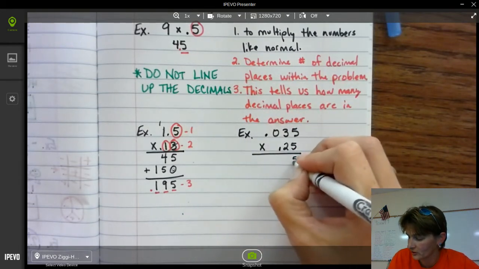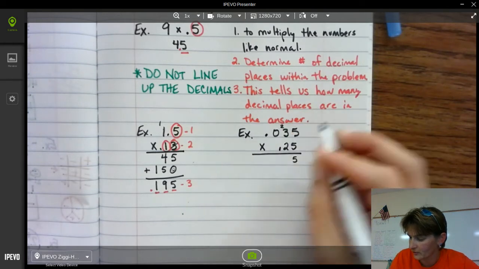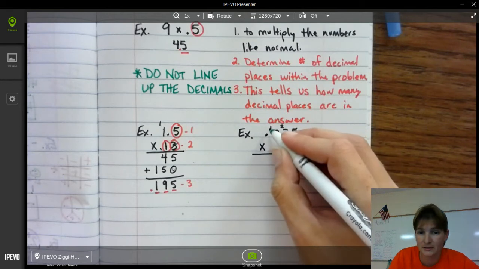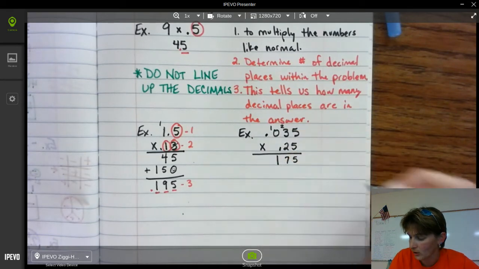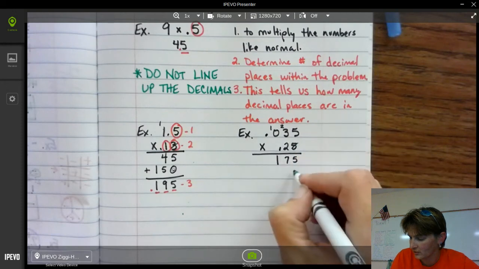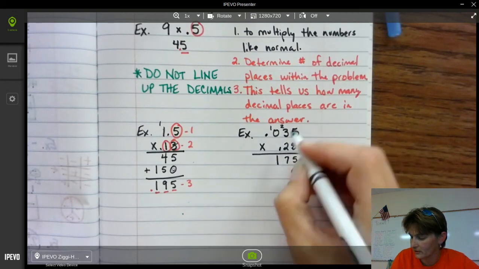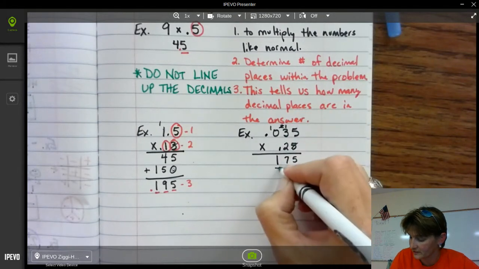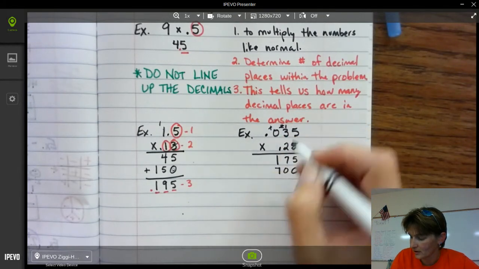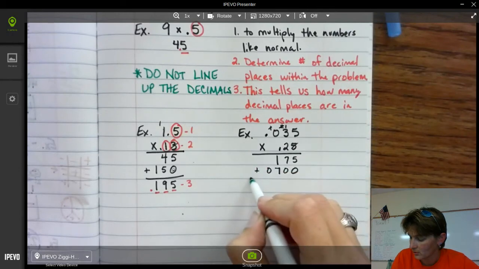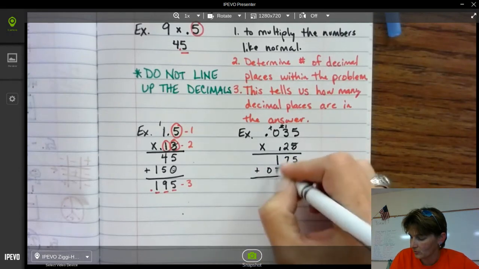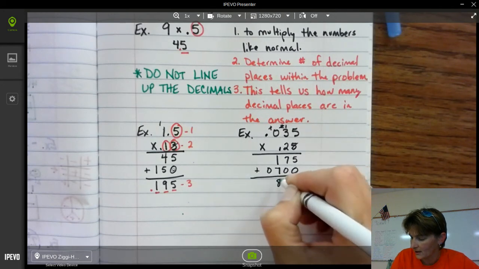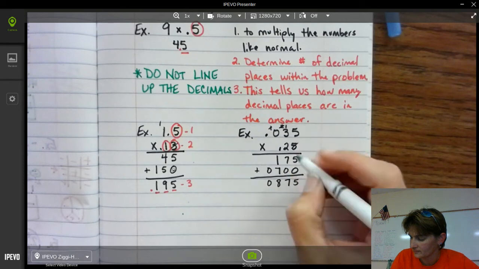We have 5 and 5, which is 25. 5 and 3 is 15, plus the 2 is 17. 5 and 0 is 0, plus the 1 is 1. I've used the 5. So now we have 2 and 5, which is 10. Carry the 1. 2 and 3 is 6, plus 1 is 7. And then 2 times 0 is 0. Then we add what we have multiplied. So 5, 7, 8, 0.